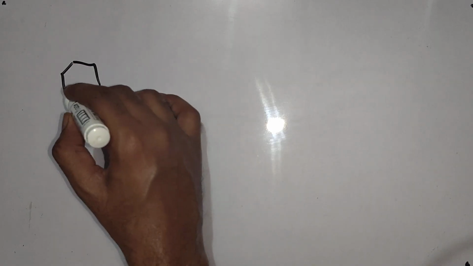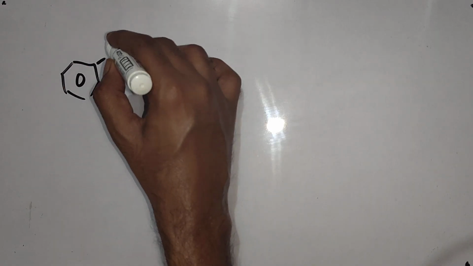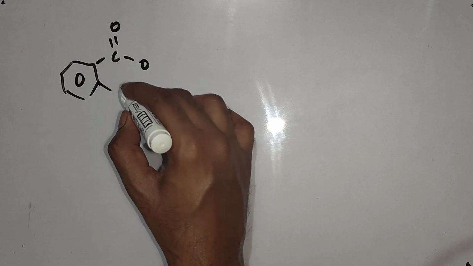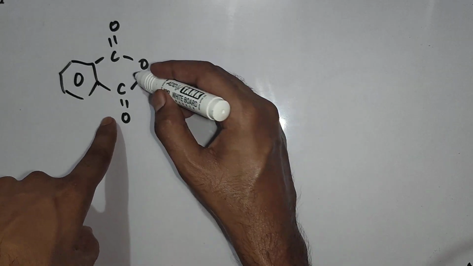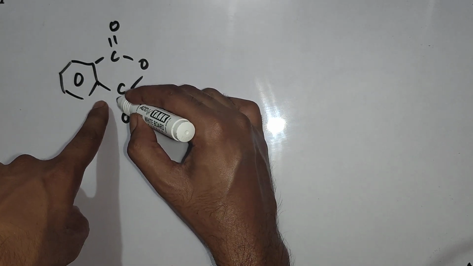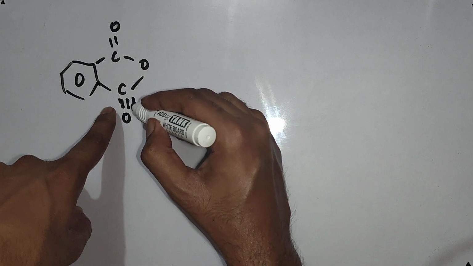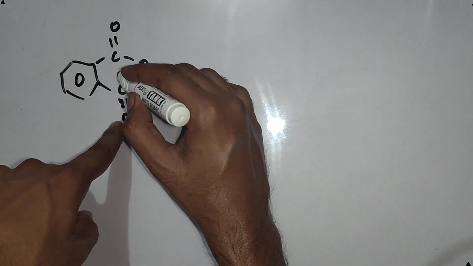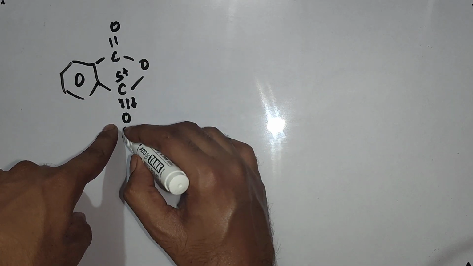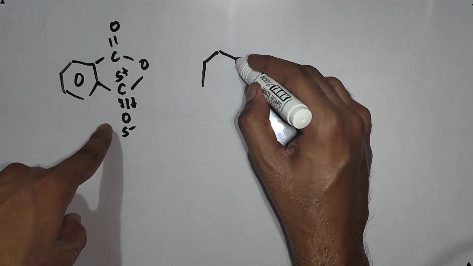Very easy to learn. This is phthalic anhydride. You need to know the nature of the atoms. This carbon is connected with oxygen, so electrons are going toward oxygen because oxygen is more electronegative than carbon. So this carbon is positively charged. This oxygen is negatively charged.